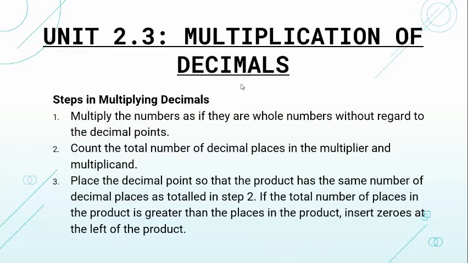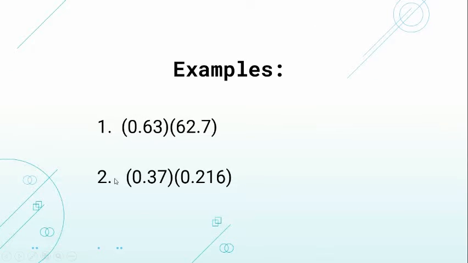Our second topic will be the multiplication of decimals, and these are the steps. First, multiply the numbers as if they are whole numbers without regard to the decimal point. Second, count the total number of decimal places in the multiplier and multiplicand. Third, place the decimal point so that the product has the same number of decimal places as totaled in step number 2. If the total number of places is greater than the places in the product, insert zeros at the left of the product.